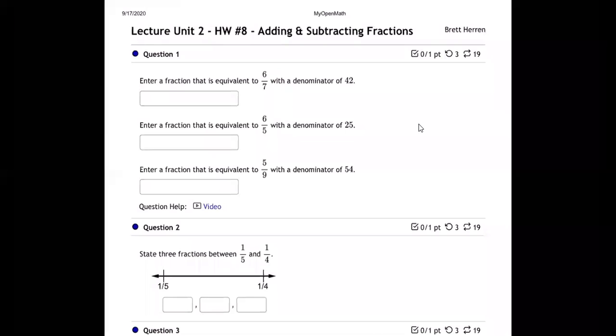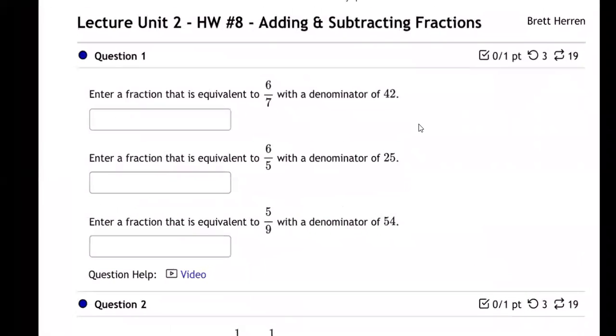Question number 1 here is they're saying they want us to enter a fraction that is equivalent to 6/7 with a denominator of 42. So they want us to take this 6/7 fraction and change it to have a denominator of 42, but we want to make one that is equivalent, right? That's really the same thing. So we want to make a fraction that's equivalent to 6/7, really the same as 6/7, but has a denominator of 42. How do we do that?